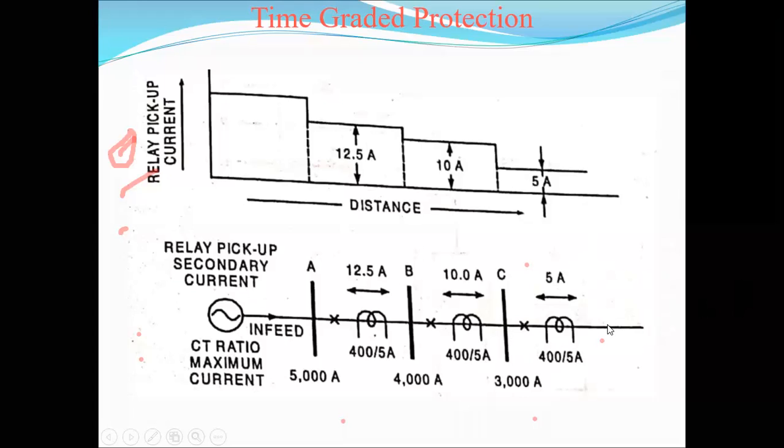Suppose the fault is obtained at this point only, and we calculate that the fault current is more than 10 amperes. In that situation, both these relay coils will be operated. Only substation A gives the supply from the generating station, and B and C are disconnected from the supply system.